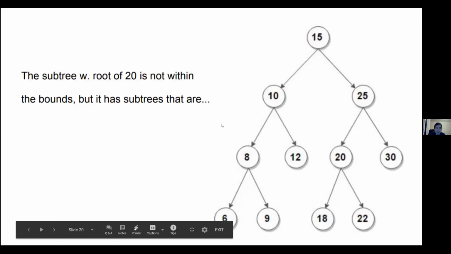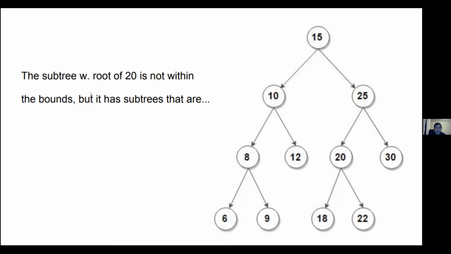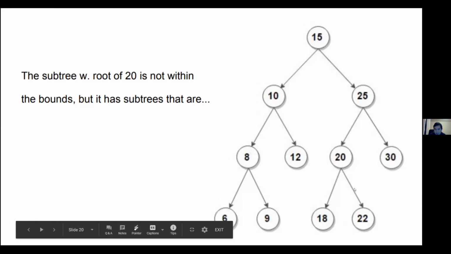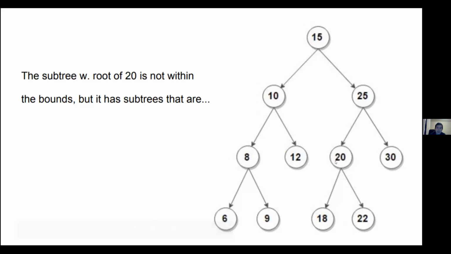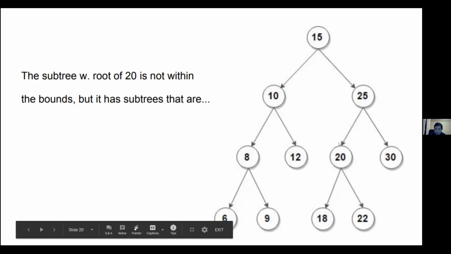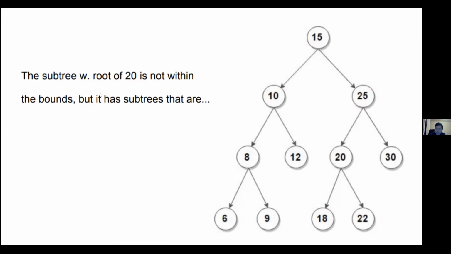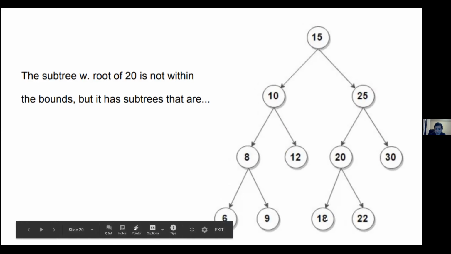One challenge of this is that for a particular subtree, the root does not have to be in the bounds, but it could still contain subtrees that are in the bounds. For example, in this subtree rooted at 20, 20 is not in the bound 5 to 20, but it contains 18, and the subtree rooted at 18 is actually in the bound. So this is a particularly challenging part.